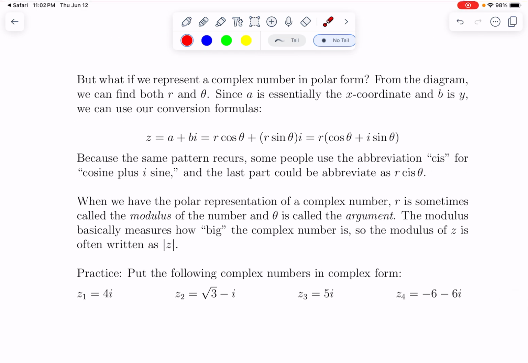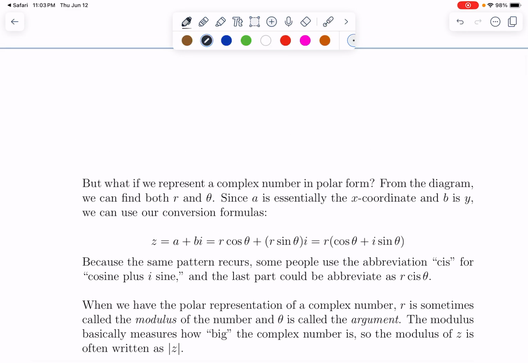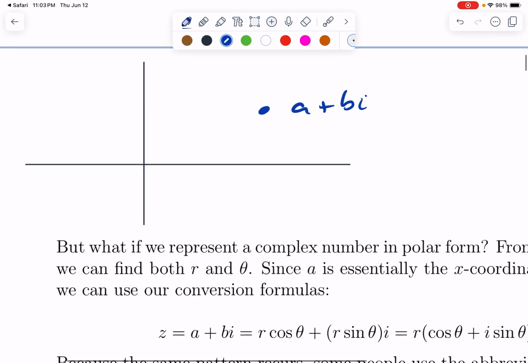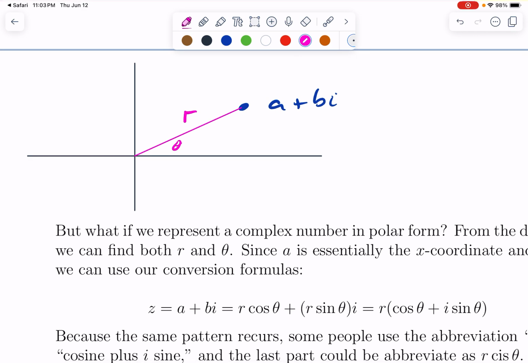Okay, well, we've been learning about polar form. What if we try to represent a complex number in polar form? So I'm going to draw an example in the first quadrant, but everything else would work similarly. So this distance we'll call r, this angle we'll call theta. And so a is r cosine theta, and b is r sine theta.